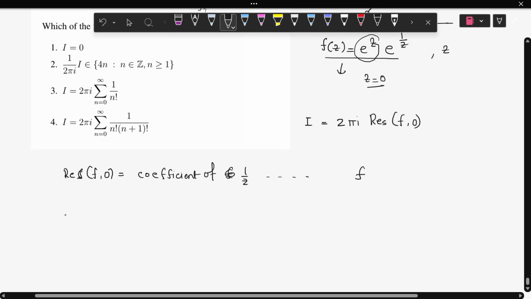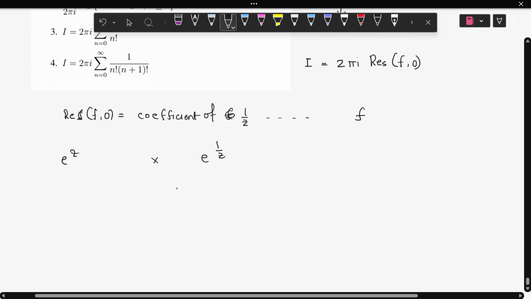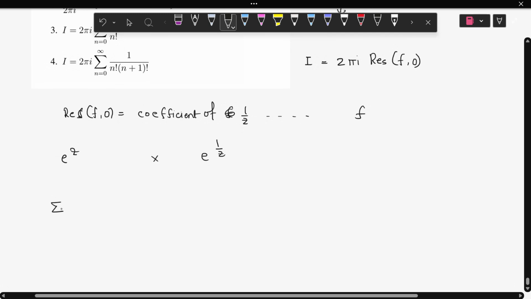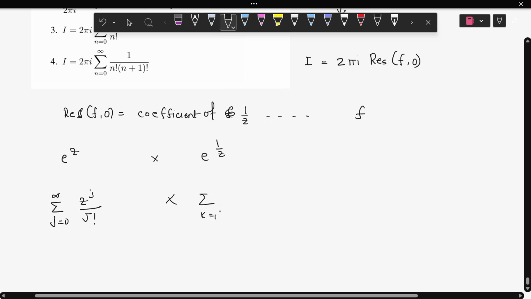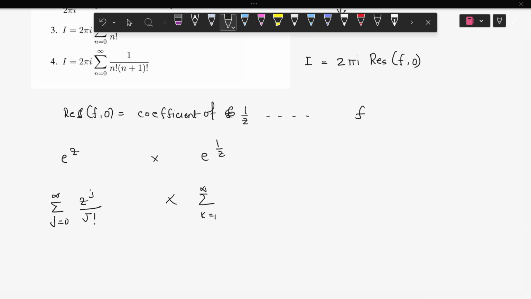Now the series expansion of f is the series expansion of e to the power z multiplied by the series expansion of e to the power 1 by z. We know that the series expansion of e to the power z is the summation j equal to 0 to infinity of z to the power j by factorial j. In the same way, e to the power 1 by z would be the summation k equal to 1 to infinity, because there will be no 0 here. Or rather I can even consider k equal to 0 to infinity of z to the power minus k, because z is in the denominator, z to the power minus k, whole divided by factorial k. Okay? So in this series I need to calculate the coefficient of 1 by z.